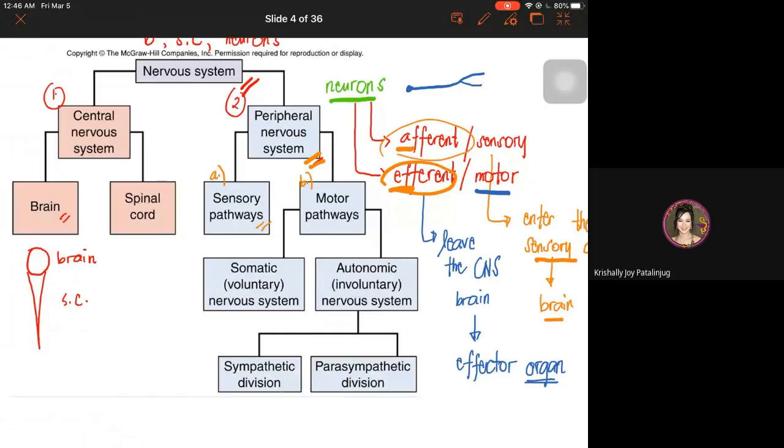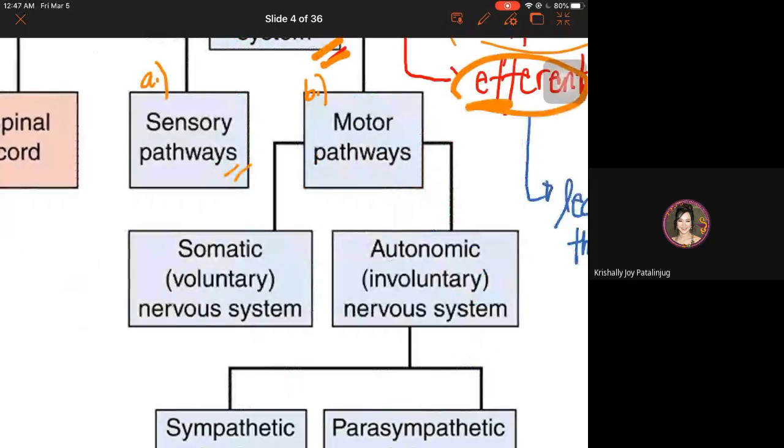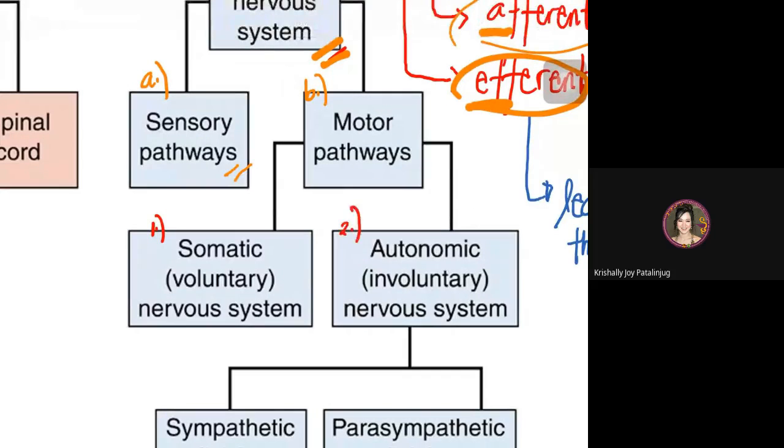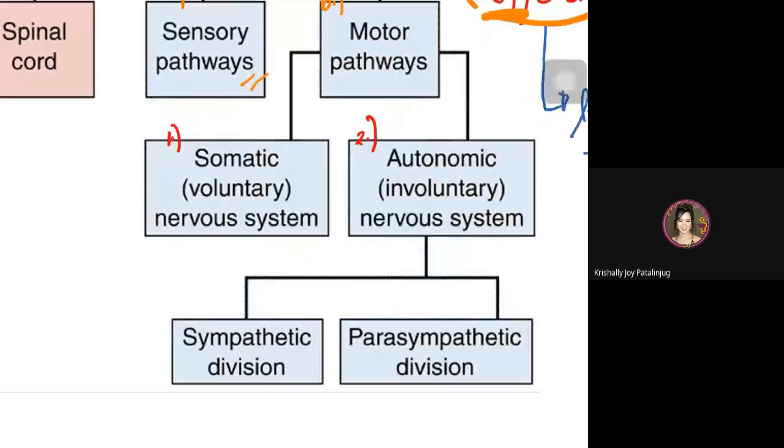At this juncture, let us discuss further the motor neurons, or these motor pathways. Based on the illustration, there are two subdivisions under motor pathways. Number one, we have the somatic nervous system, and second, we have the autonomic nervous system. Let us have first ANS, or the autonomic nervous system. We can see here the sympathetic division and the parasympathetic division. Along with our preceding discussions in ANS, we will discuss more about these two subdivisions.